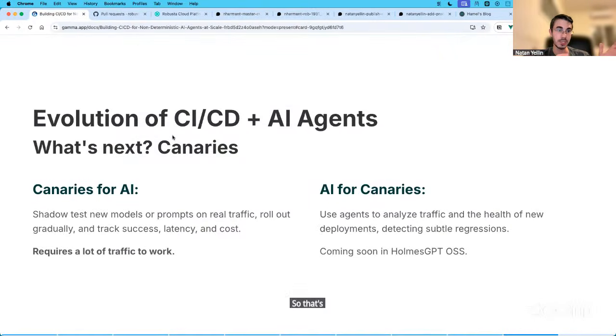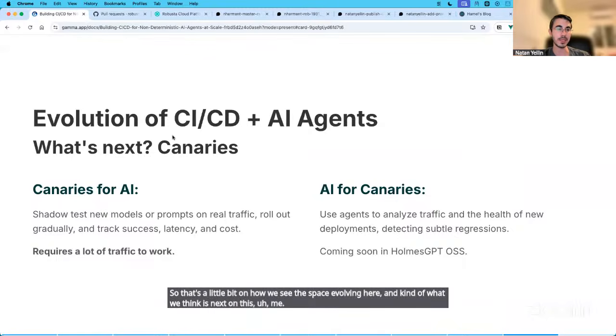So that's a little bit on how we see the space evolving and what we think is next on this, but not the main topic for today.